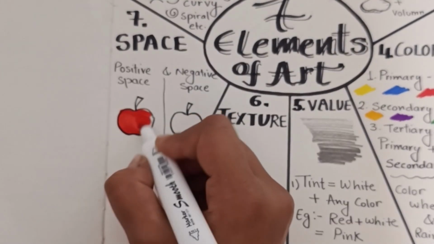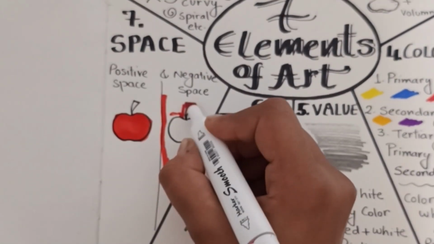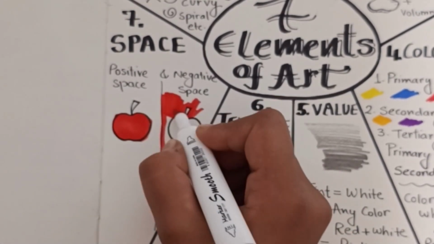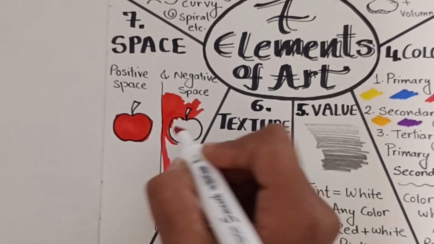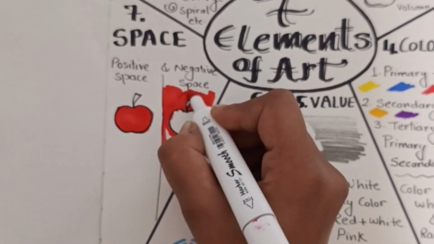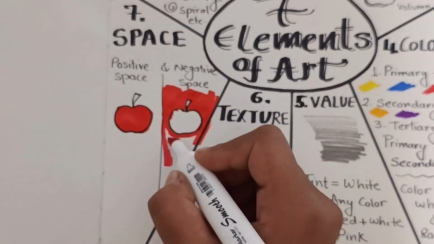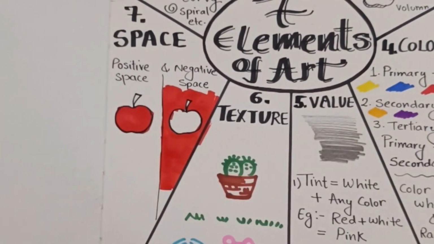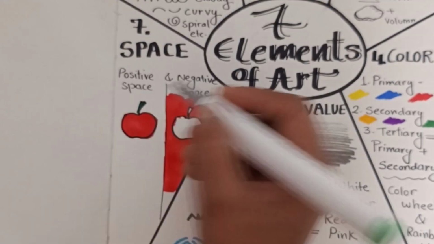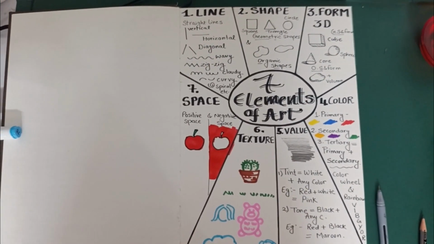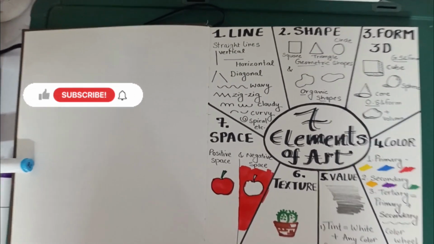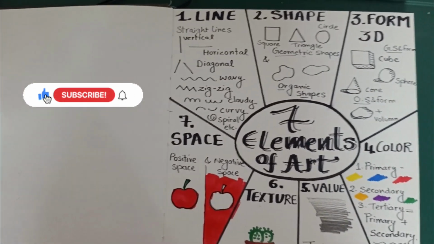And negative space is when we color the background but not the object. The object should remain empty. So in positive space, our object is positive and the background you can say is the negative part, where our eyes go to the positive part. But in the negative one, you can say our eyes go to the background, so it's a negative space. So these are all your seven elements of art.